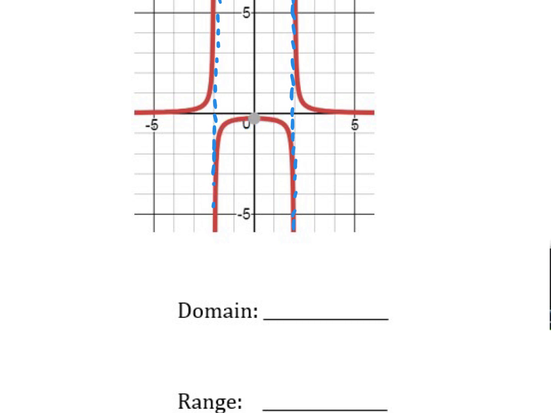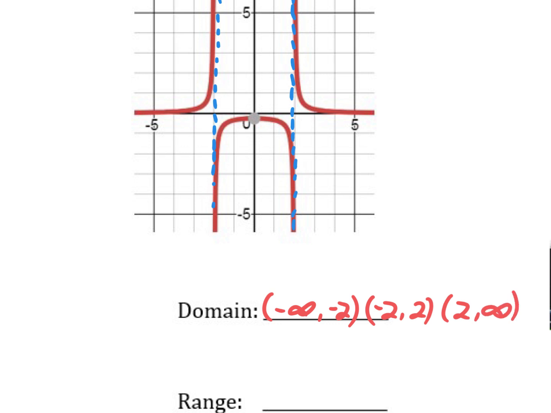That being said, our domain can be written as the following: -infinity all the way up to -2. This is going to be a parenthesis, not a bracket, because we're not actually hitting -2. We're just approaching it. And then we have -2 to +2, and that is this little section right here. And then we have 2 to infinity.